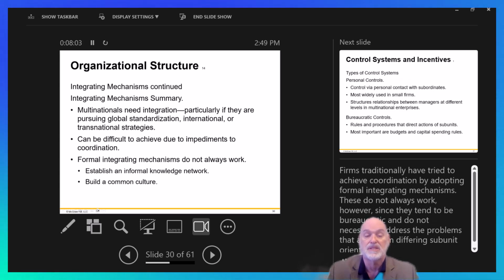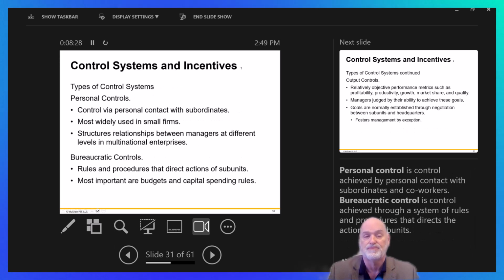Integrating mechanisms continued. We have an integrating mechanism summary. Multinationals need integration, particularly if they are pursuing global standardization, international or transnational strategies. It can be difficult to achieve due to impediments to coordination. Formal integrating mechanisms do not always work. Therefore, you must establish an informal knowledge network and build a common culture.